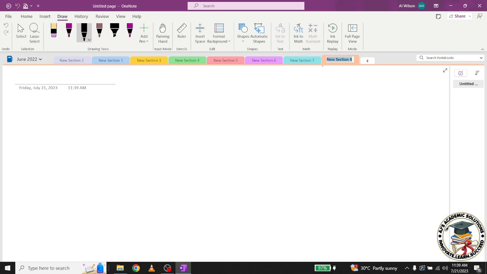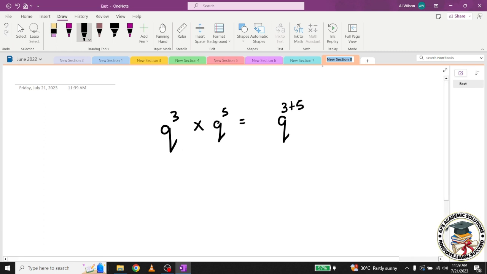To show you that this can change up a little bit, let's say we have q to the 3rd power times q to the 5th power. Our variable here is q. Our first one has a power of 3, and the second one has a power of 5. So this is q to the 5 plus 3, which is 8.